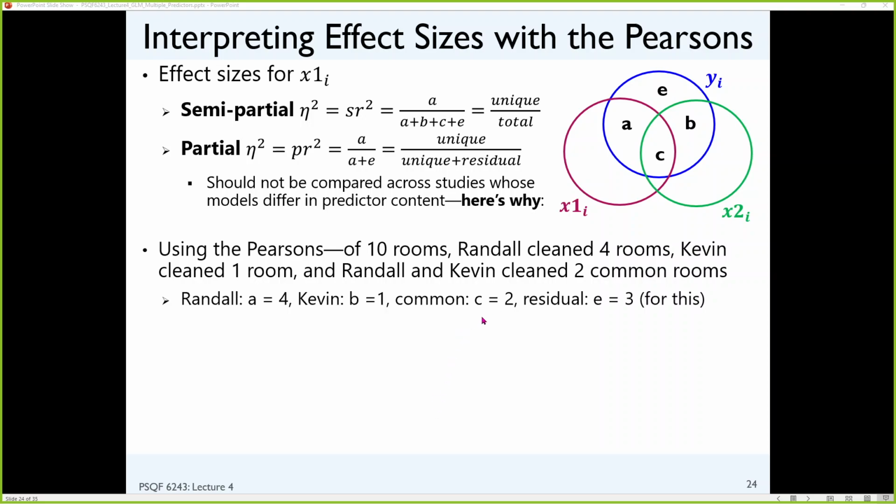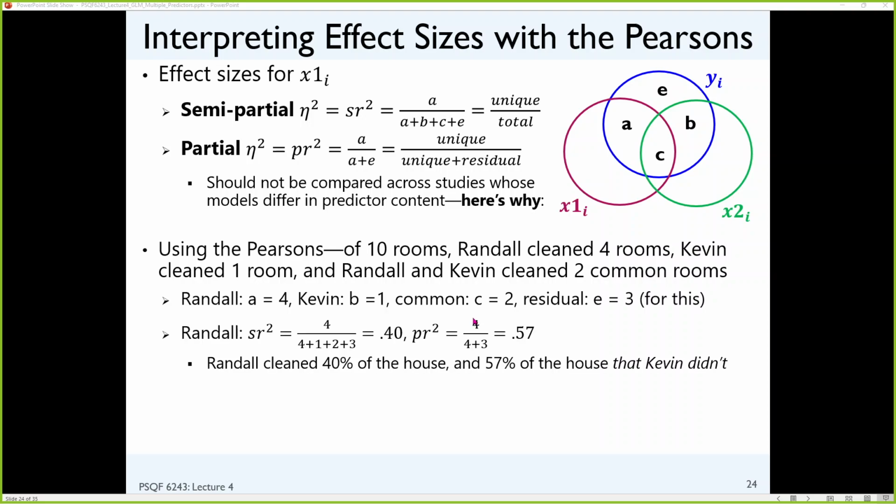So how do we talk about what proportion of the house got cleaned? Well, if we talk about it in terms of semi-partial, then how much did Randall do? He did 40%, because he did 4 out of the 10 rooms that were possible. Okay, that's directly intuitive. Like overall, 9 out of 10 rooms in the house got clean. He did 4 of them. That's semi-partial eta squared. How much of the R squared did that predictor do?